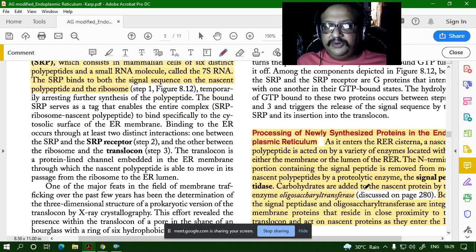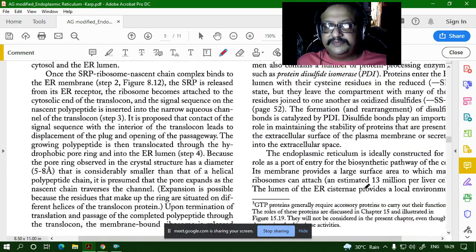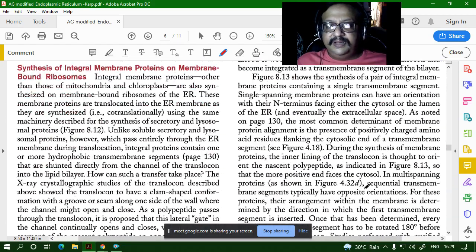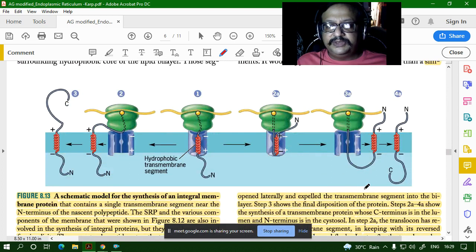So we have studied all these things. Now let us see what type of protein processing takes place.